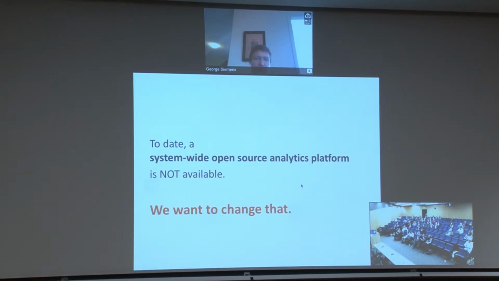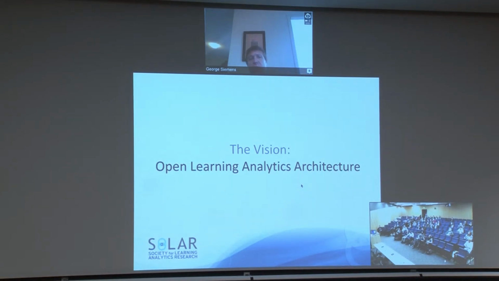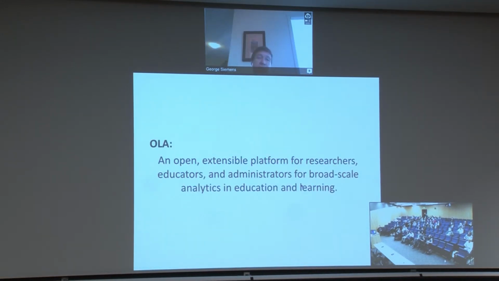So my argument, and this was the point of our paper several years ago, is that we need, for lack of a better word, an open analytics platform comparable to Apache or comparable to, let's say, WordPress, where anyone can develop a series of modules and plugins to extend the functionality of the system, but we're able to use or make sense of or extend the functionality of that, as long as we're writing it according to some established APIs or some established guidelines for plugins. So that was our vision, the open learning analytics architecture. And essentially, this is what it is. It's an open extensible platform where a range of individuals and stakeholders can perform a range of analytics functionality that relate to education and learning.